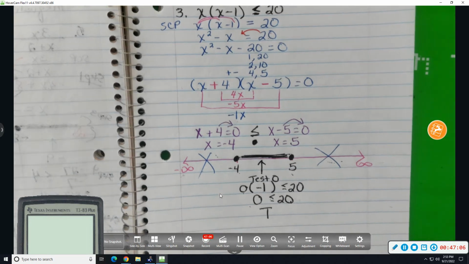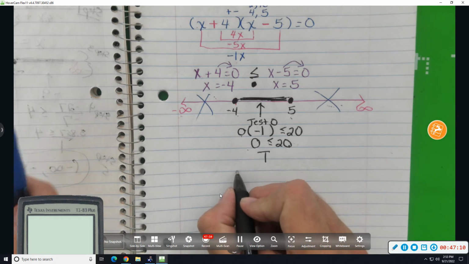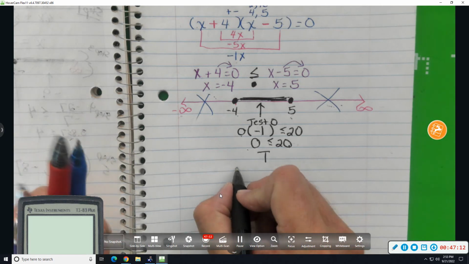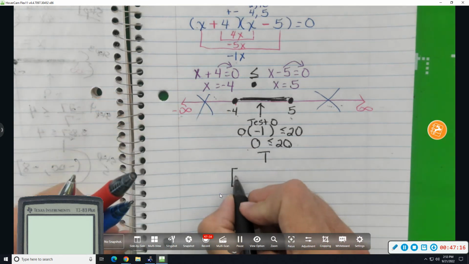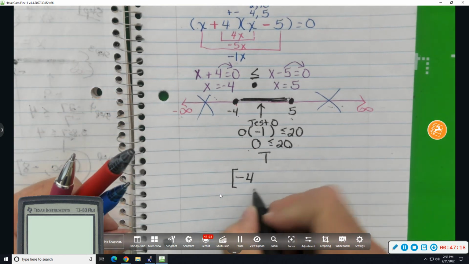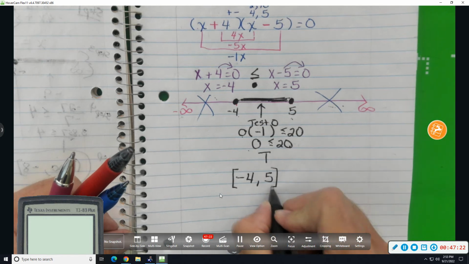So how do we write this answer in interval notation? Am I going to use a union symbol? No. It's just going to be a bracket, negative 4, comma, 5, bracket.